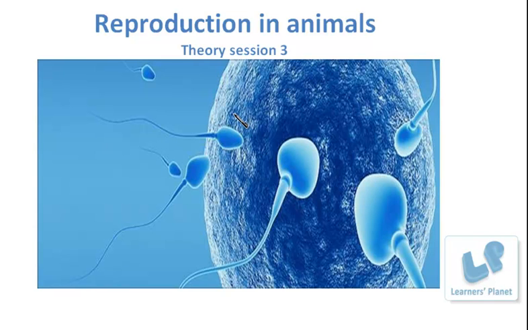Let us continue with the chapter Reproduction in Animals. In the earlier session, we have studied about the male reproductive system, right? Initially, I explained what reproduction is. It means the production of new individuals from the existing ones of their own type. Then I explained that there are two modes of reproduction depending upon the involvement of the sexual parts of the body. Right, so it is sexual and asexual.